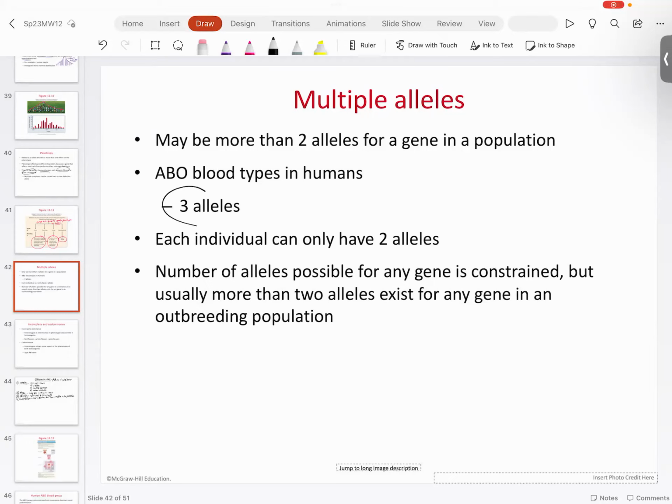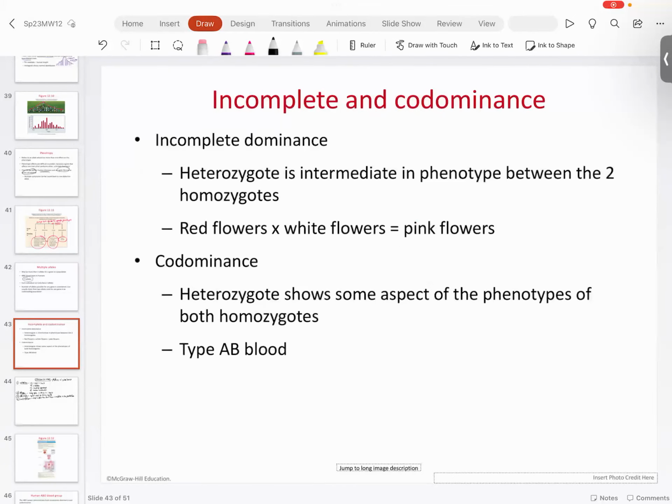So there's three alleles there in the population. You only have two of them, but there's three in the population. We'll take a look at those. But the ABO blood system is also a really good example of another type of pattern of inheritance called codominance. So these are violations of the third one.